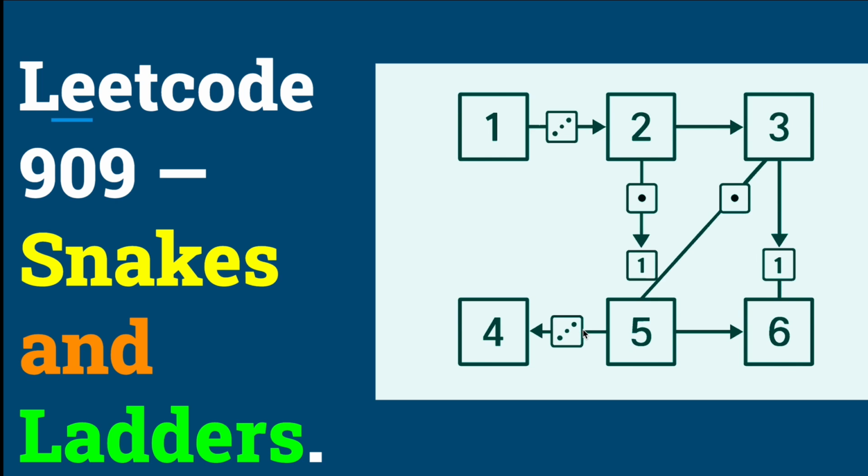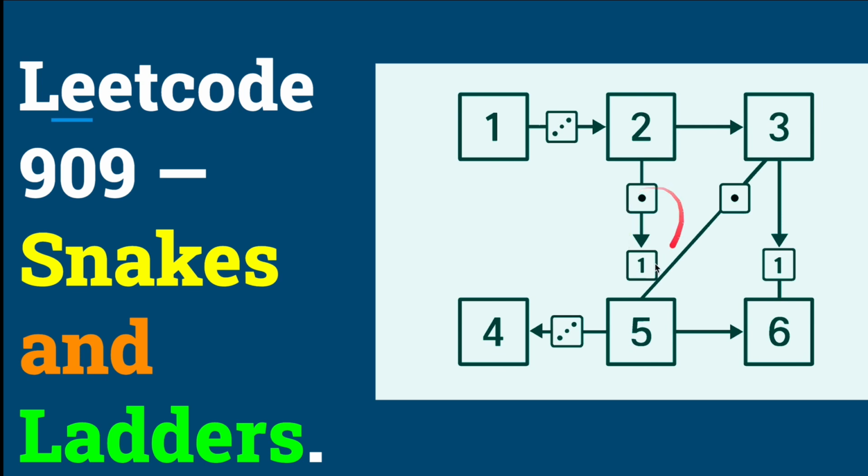Each square we can think of as a node, and each dice roll creates an edge, right? So the six nodes we have, we can represent like this. And so we'll use BFS traversal because it looks like a graph, and we can use the shortest path algorithm to find the last square, n square.